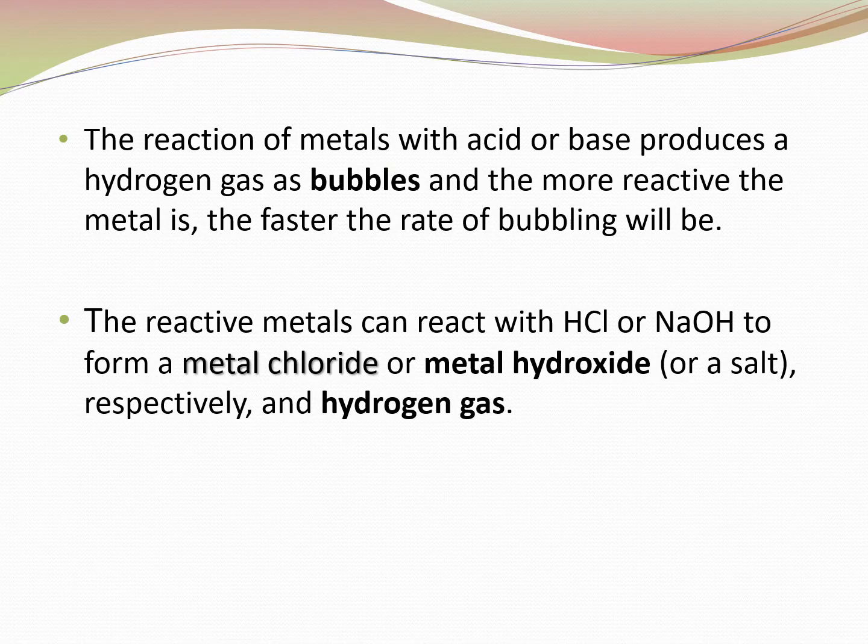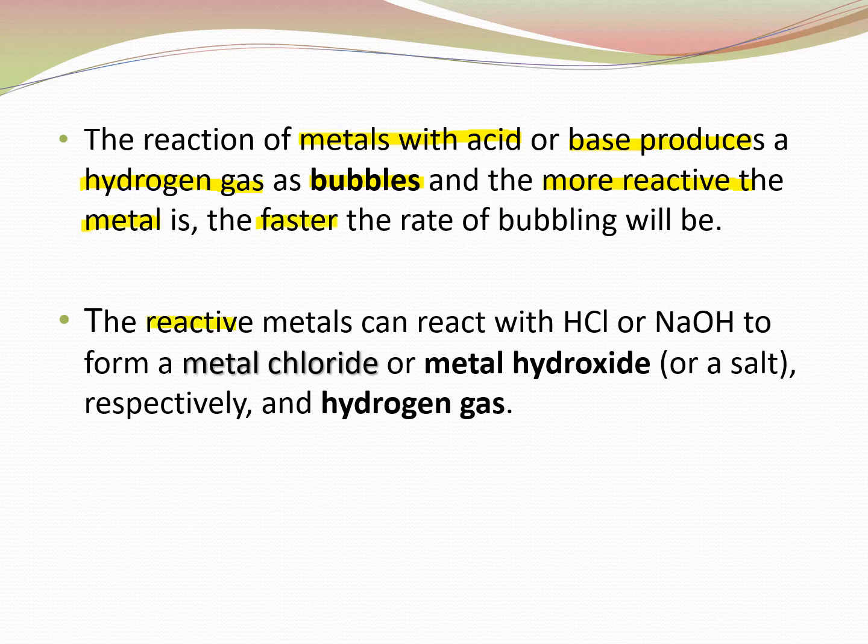So during the reaction, how are we supposed to know that the reaction has occurred between the metal and the acid? We saw previously as well that an important product is the hydrogen gas. Whenever a gas is produced in a reaction, it will cause bubbles. These metals, when they react with acid or base, will produce hydrogen gas, and this will cause bubbling in the solution. The more reactive the metal is, the faster the rate of the bubbling, so it will be more severe and faster.